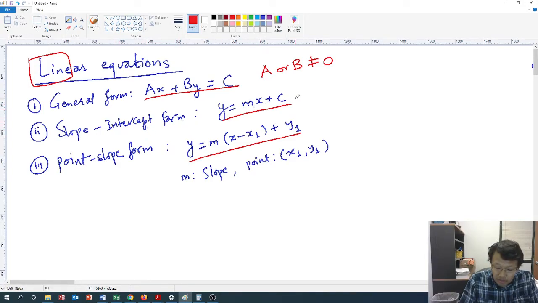y equals mx plus c, okay? m is the slope and c is the y-intercept. And point-slope form: if the slope of the line and the point through which it passes are given, then this is the equation of that line.